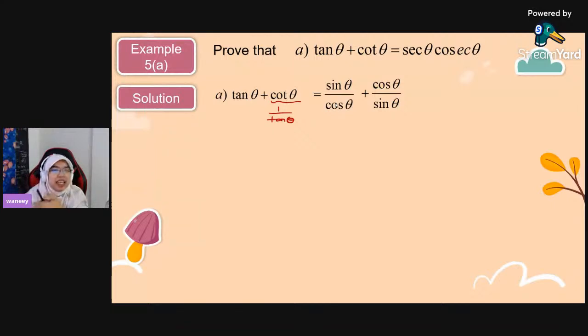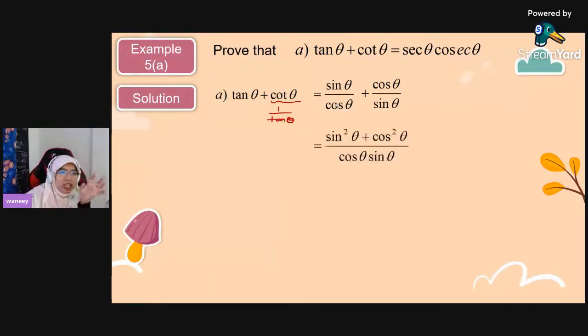And then since you have a fraction plus another fraction, normally we are going to simplify them into a single fraction first. So simplify into a single fraction, you are going to get sine square plus cos square over cos theta sine theta. So simplify them. You will have sine square plus cos square over cos theta sine theta.